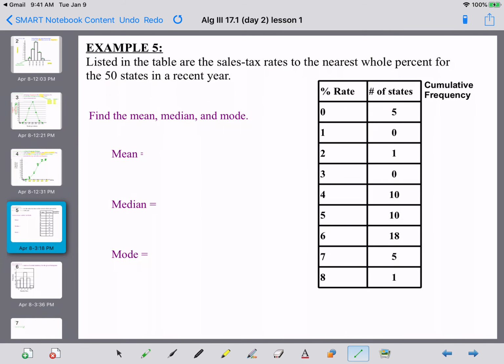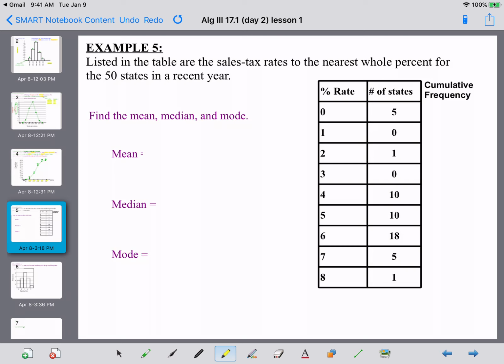Okay. All right, the last thing we're going to talk about is those 3 measures of central tendency, so the mean, median, and mode, and then how you can find those if you're given frequency tables. Right, so in example 5, we have listed the sales tax rates to the nearest whole percent for the 50 states in a recent year. So this first entry just means there's 5 states that have a 0% sales tax. There's no states that have a 1%. There's 1 state that has a 2%, and so on. Right, so here's how you can find the mean given a frequency table.